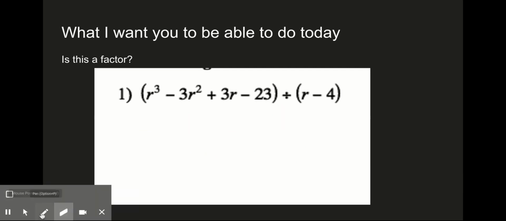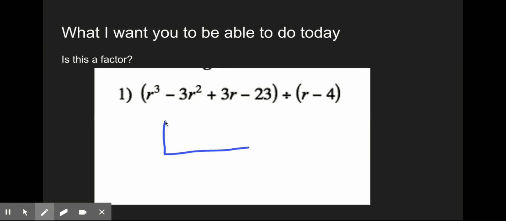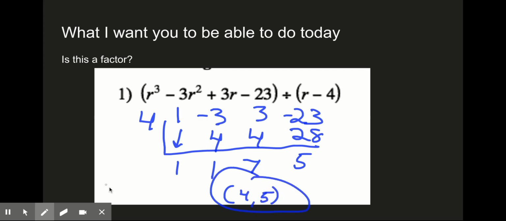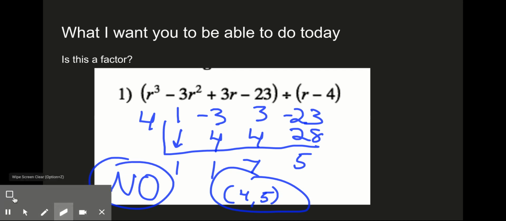So what we can practice is the art of saying, all right, let me set up my synthetic 1, -3, 3, -23, and say, well, what does happen if I plug in a 4? Is it a regular point or is it a 0? So 4 times 1, 4. Okay, 1, 4, 7. 4 times 7, 28. I got 5. So 4, 5 is still a point. This isn't bad. It just means no, it's not a factor.